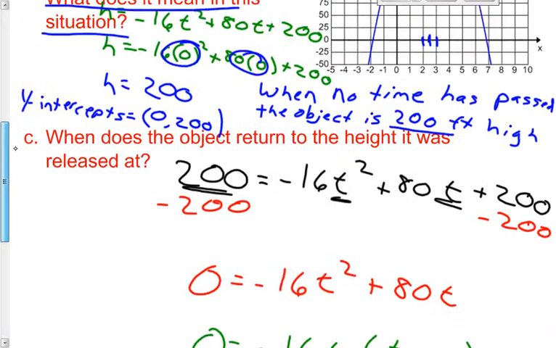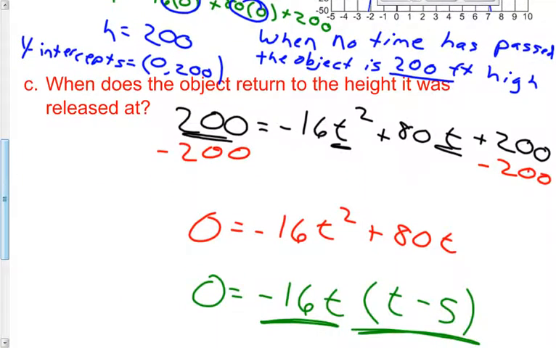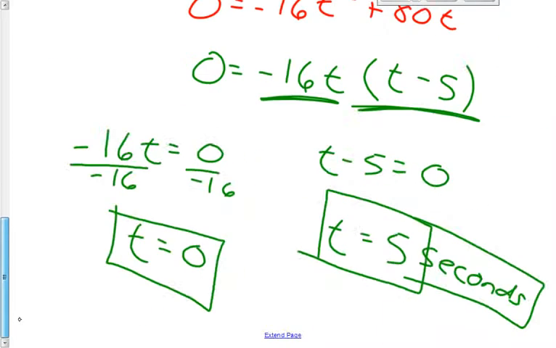Did we answer the question in full? When does the object return to the height it was released at? Yep, it returns to that height after 5 seconds. So that is how you do that problem.